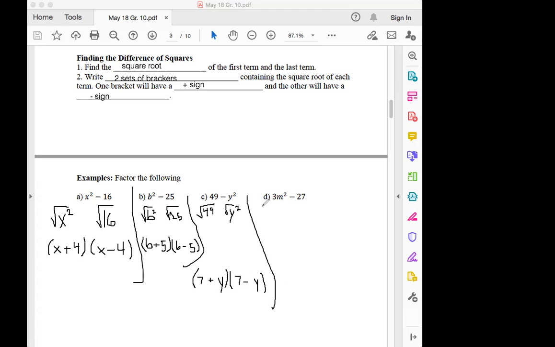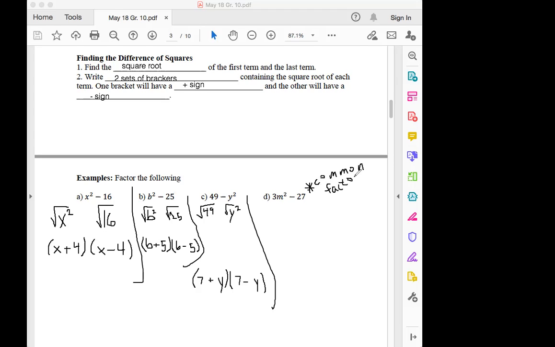Okay. And then we look at D. There are two terms. There's a subtraction, but we can't do the square root of 3. We can't do the square root of 27. So it is important that you look for a common factor first. No matter what, you always look for a common factor, like what we looked at yesterday. A common factor between 3 and 27, if you were to do your list or you know your multiplication tables like the back of your hand, you would find that it is 3.